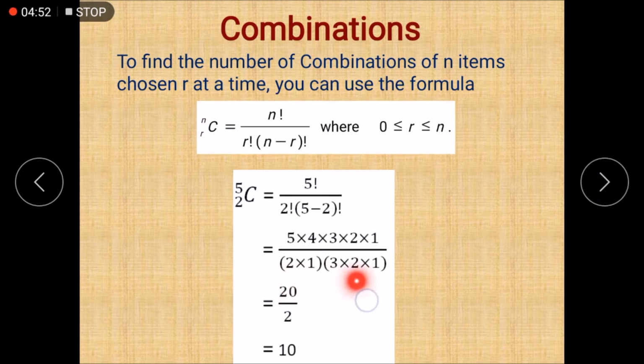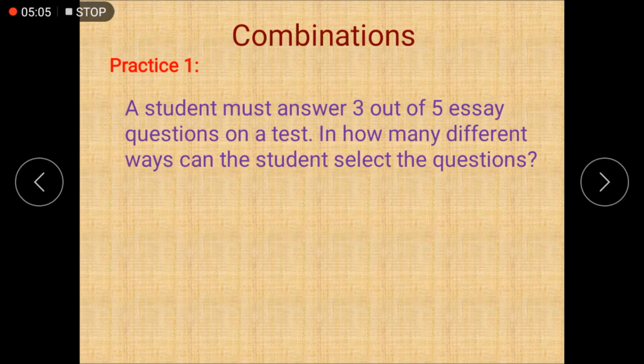The factorial is still the same. 5 factorial means 5 times 4 times 3 times 2 times 1. 2 factorial means 2 times 1. 3 factorial means 3 times 2 times 1. So the factorial concept is still there. Okay, let us see one example here.